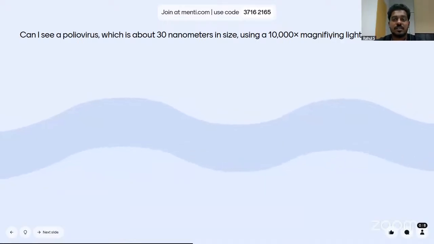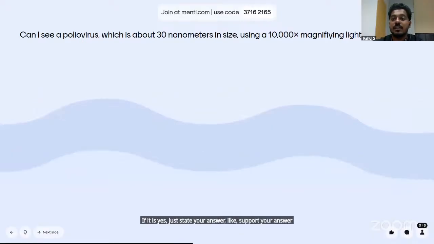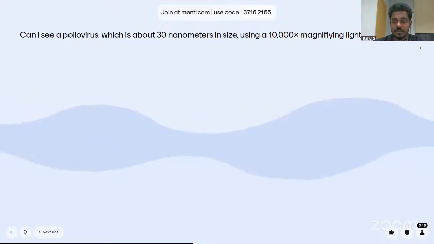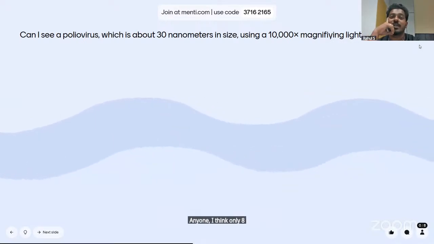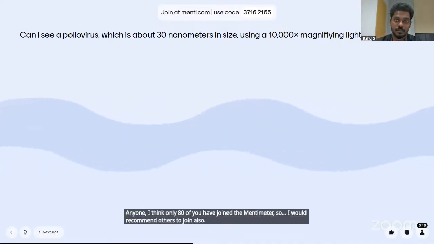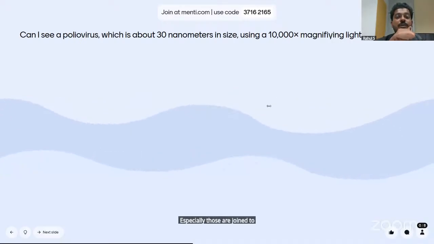If yes, just state your answer and support it with a justification of a single line. No, also the same. At the end, we can discuss the answer. I think only 80 of you have joined the Mentimeter, so I would recommend others to join also. Especially those who have joined through YouTube, please join the Mentimeter.